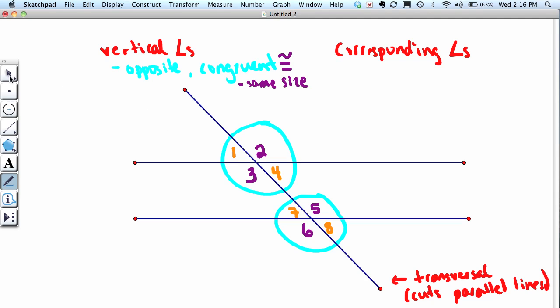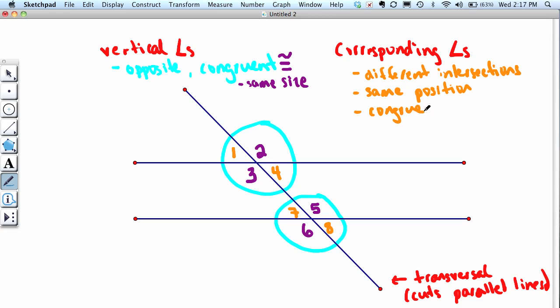Corresponding angles are a little bit different in the sense that they are found in different intersections, but they are in the same position, and we'll talk about that in a second. And they are also congruent as a result of this. So let's take a look and see what we kind of mean by this.